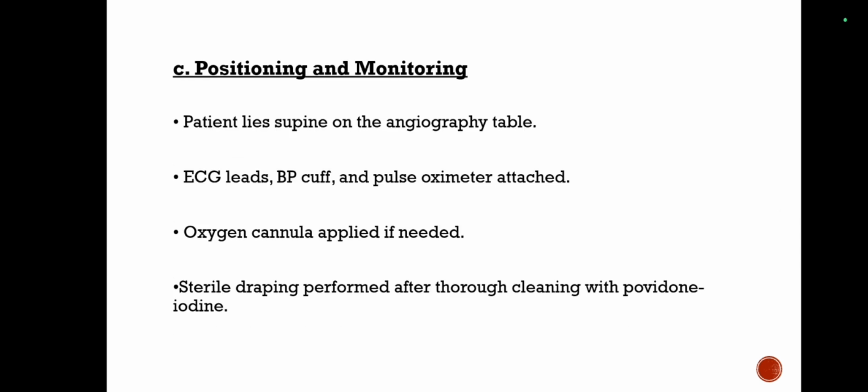Then positioning and monitoring. So after taking the patient inside the cath lab, we ask the patient to lie supine on the angiographic table. Then we need to place the ECG leads, BP cuff, and pulse oximeter on the patient. Then if the patient needs oxygen, we have to provide a cannula too. Then sterile draping is performed after thorough cleaning with povidone or betadine.